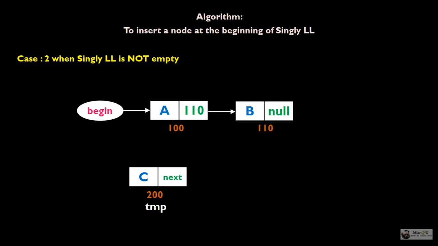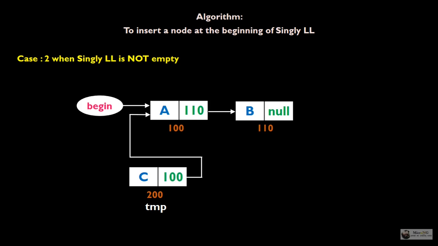Now we have to make connections. This newly created temp should become the first node because we are inserting at the beginning of the single linked list. In order to make this, the temp should point to the current first node, so that the current first node will become the second node after inserting C. So we can make temp next point to the first node, which is begin. So temp next will point to begin.